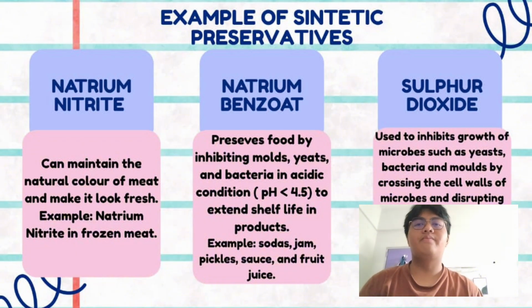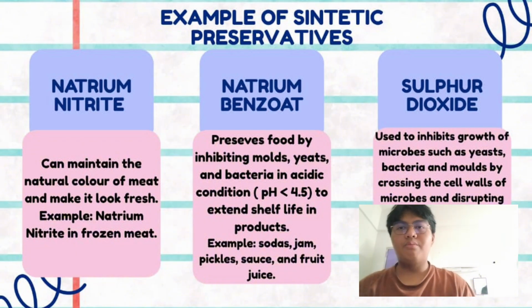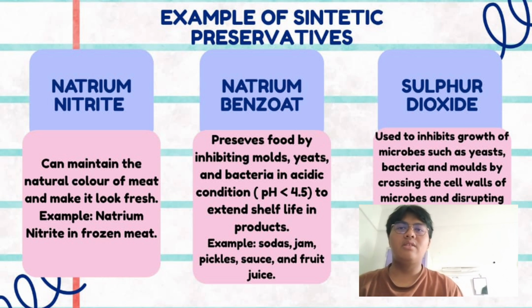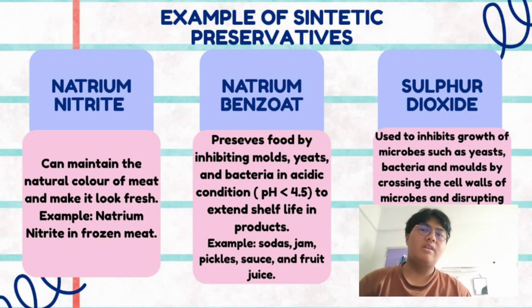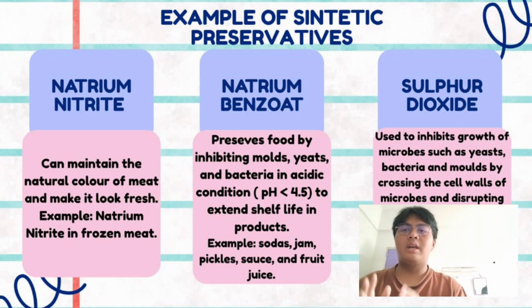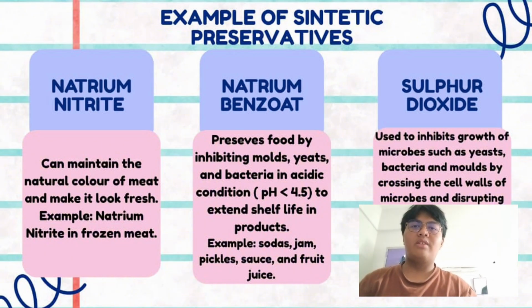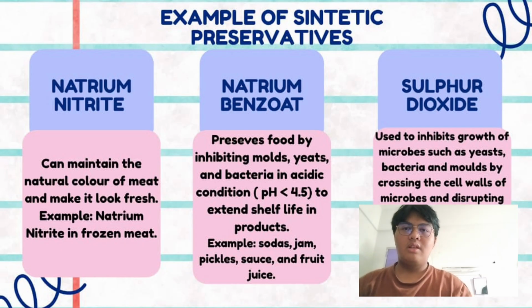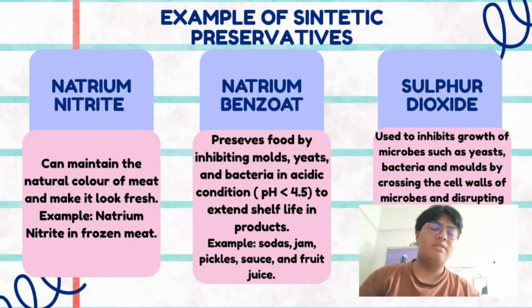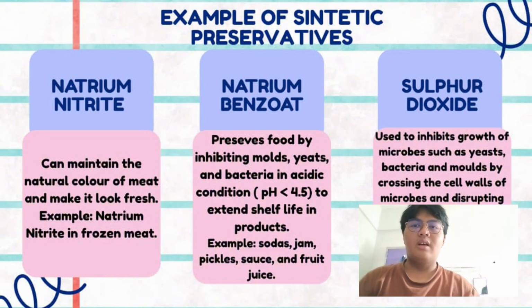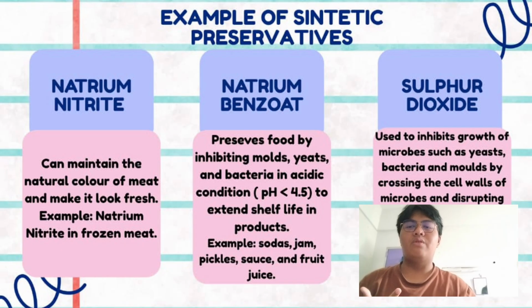Natrium benzoate preserves food by inhibiting molds, yeast, and bacteria in acidic conditions. Acidic condition is when the pH is 4.5 or below. It extends the shelf life of products. For example, natrium benzoate is used in the food industry in soda, jam, pickle, sauce, and fruit juice.